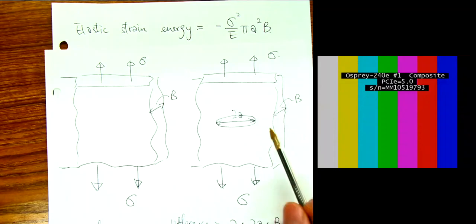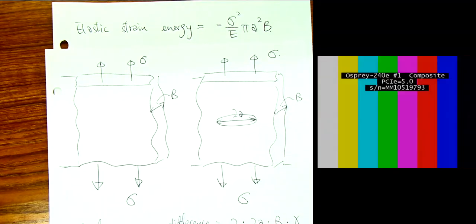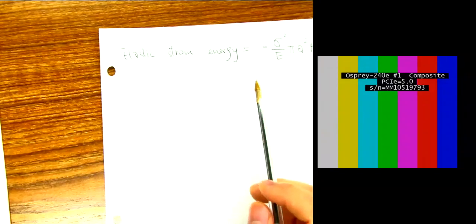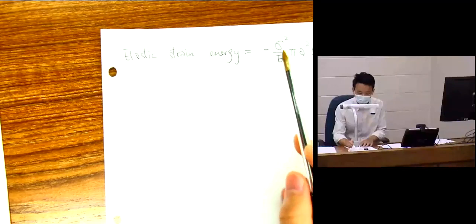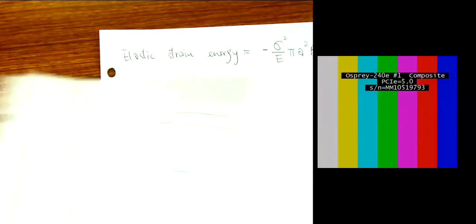Inglis calculated it by hand, and what Griffith did is he took that solution and integrated over the whole volume of the cracked plate. Then if he subtracts the two configurations, the strain energy, this is what he gets, right? Sigma squared over E, pi a squared b. This is the total energy difference between these two configurations.